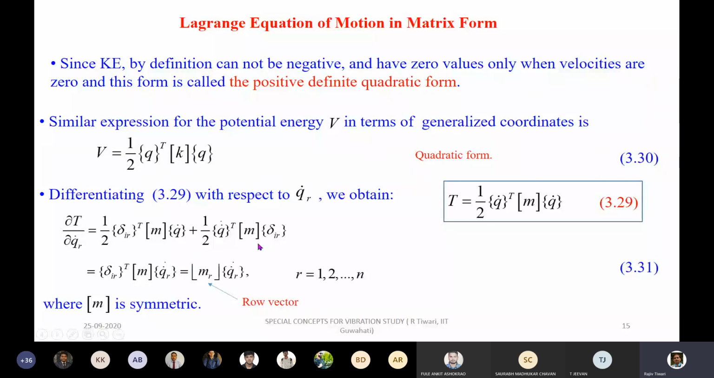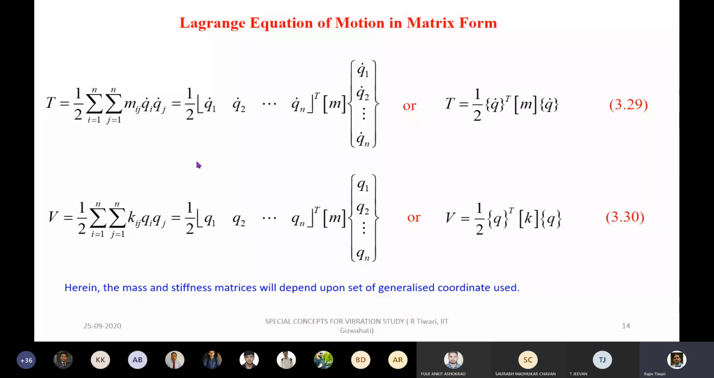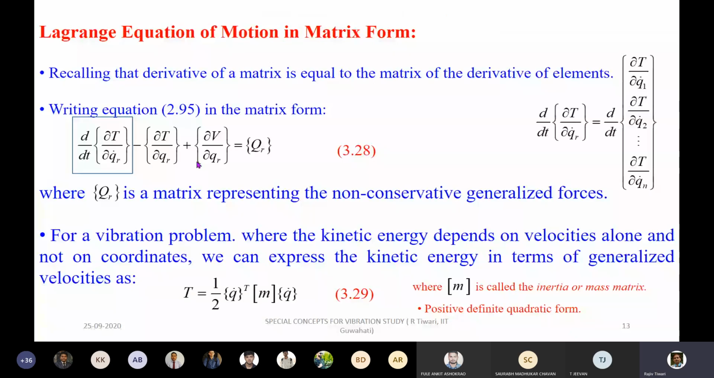So I'm stopping here. Once we obtain the potential energy and kinetic energy in the form of the mass matrix and the stiffness coefficient, we'll substitute this and differentiate in the vector form, and then we'll see that the Lagrange's equation basically will give us the equation of motion directly. That I will take up in the next class tomorrow.